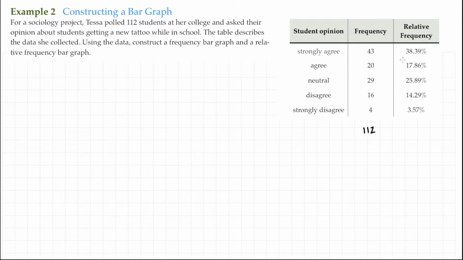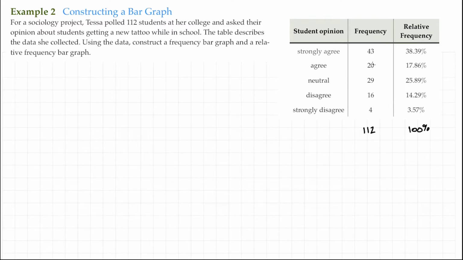She also has a relative frequency distribution here. The 38.39%, well, that's 43 out of the 112 that strongly agree. 17.86, well, of course, that's 20 out of the 112 that agree. And of course, you did that for each category. And if we sum up all of these values here, this should come out to be 100% because everybody has been accounted for. So now we're going to take this frequency distribution and this relative frequency distribution, and we're going to summarize it via a graph pictorially.